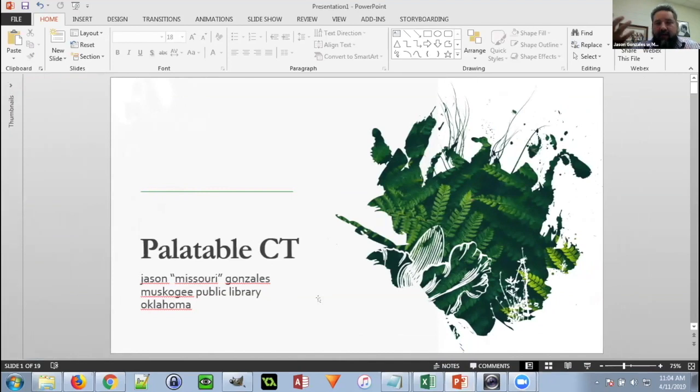Okay, so Linda wanted me to talk briefly about CT and using it in your training, but also how I use it in my day-to-day life. I'm a technology guy here at the Muskogee Public Library in Oklahoma, and we've started up a coding group for youth, in addition to our coding camp that we have in the summer.